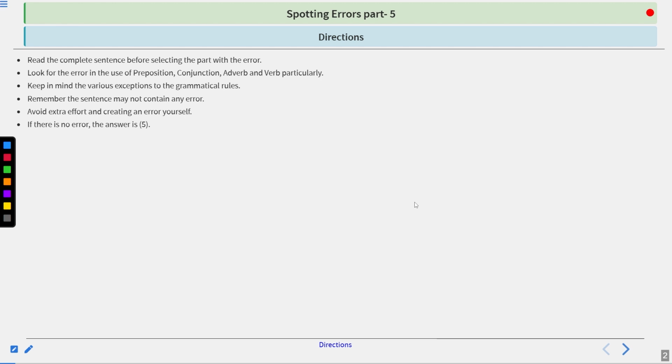Remember, the sentence may not contain any error. Avoid extra effort and creating an error yourself. If there is no error, the answer is 5. Let's begin with the questions.